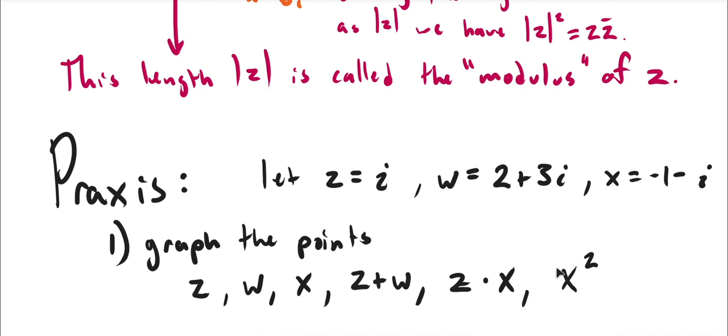Let's talk about some praxis. Let's do some practical exercises here. Here I have 3 complex numbers for you, z, w and x. z is i, w is 2 plus 3i, and x is -1 minus i. I want you to graph these points, and I also want you to graph the sum of z and w, the product of z and x, and the square of x, that is x times itself. Pause the video at this time and give it a shot. All right, let's see how you did.